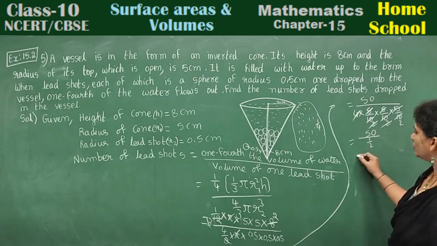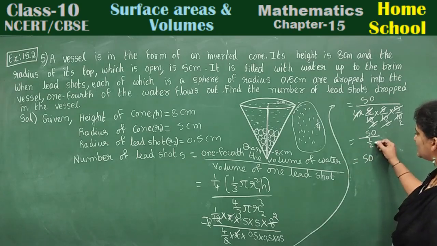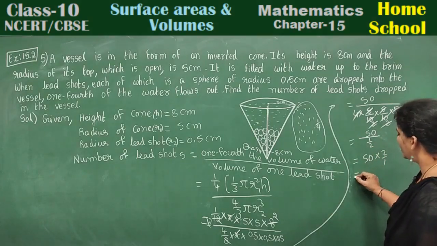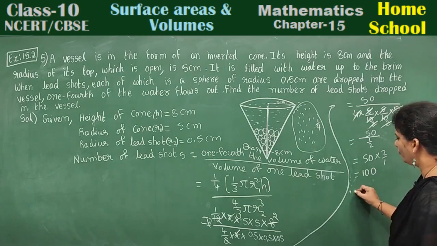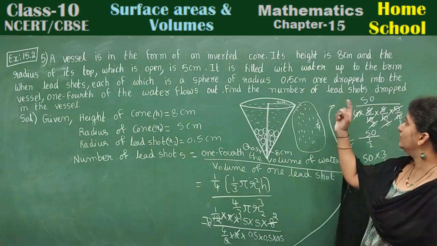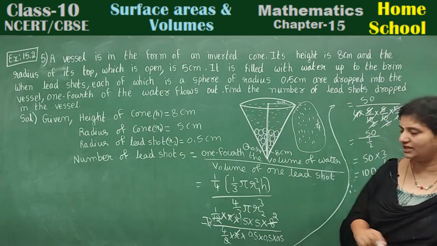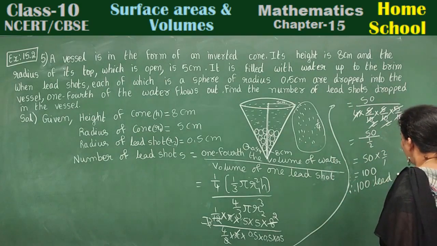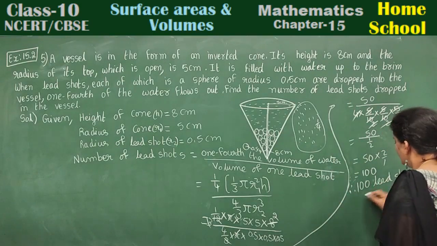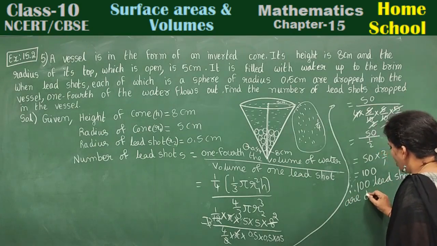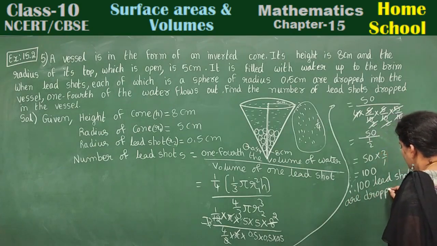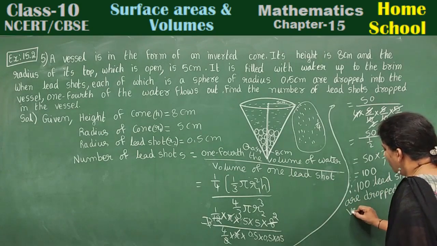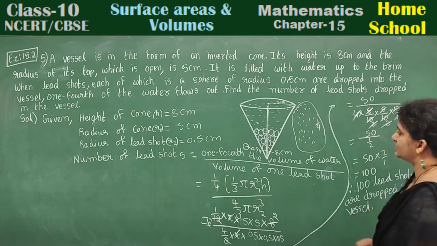So bring these 2 to the numerator. 50, do the reciprocal and multiply. 2 by 50 into 2, it will be equal to 100. So therefore, final answer. What is your final answer? Number of lead shots dropped in the vessel. Therefore, 100 lead shots are dropped in the vessel.